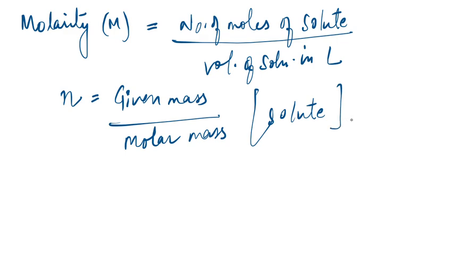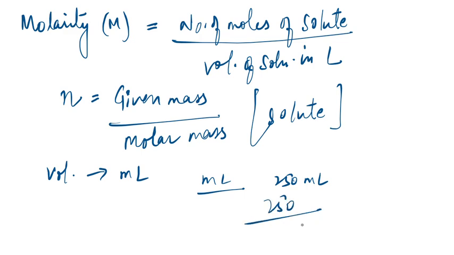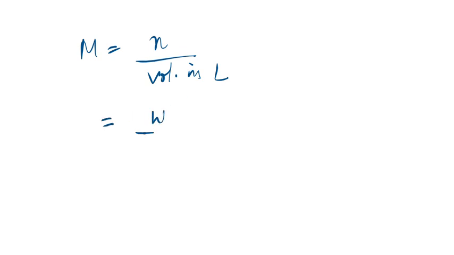So for the number of moles of solute, we'll calculate n by dividing the given mass by the molar mass of solute. Volume is often given in terms of milliliter, say 250 ml. So 250 ml can be converted into liters by dividing by 1000. Conversions can be done, of course. Basically, molarity M is equal to number of moles upon volume in liters. This is the main definition, but n can be replaced by W upon M.